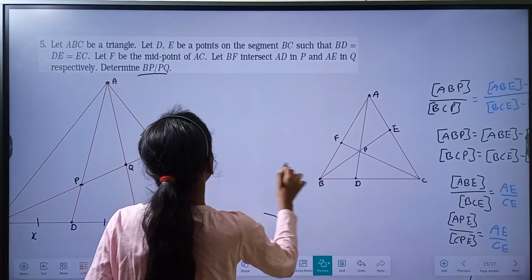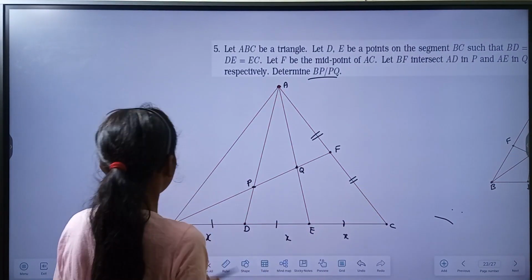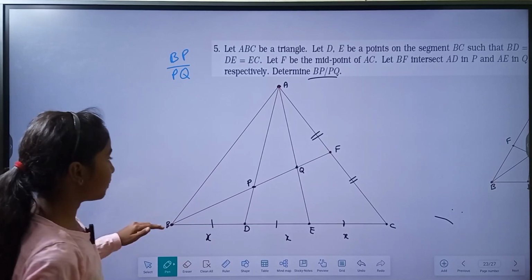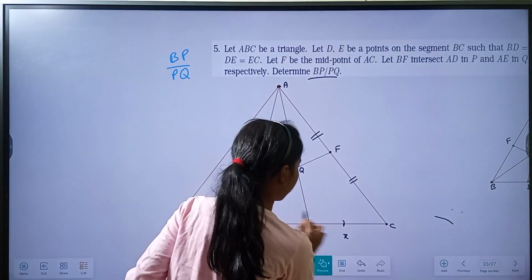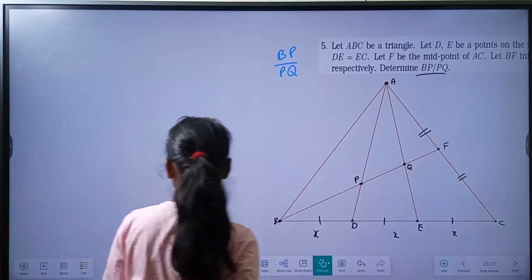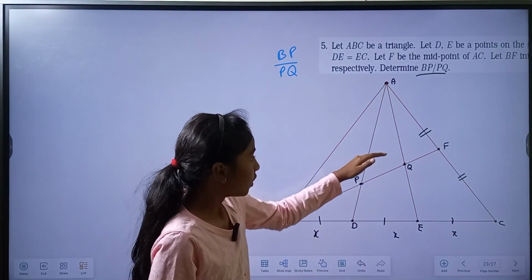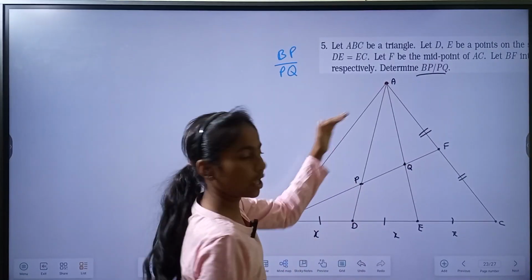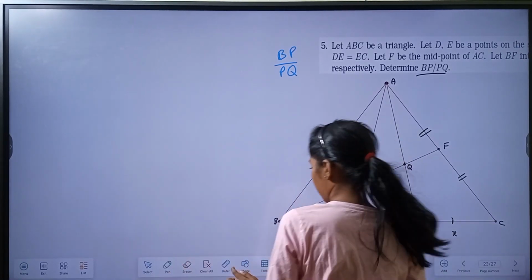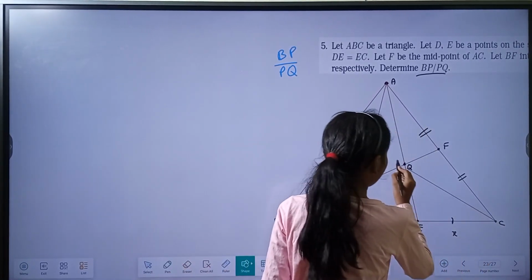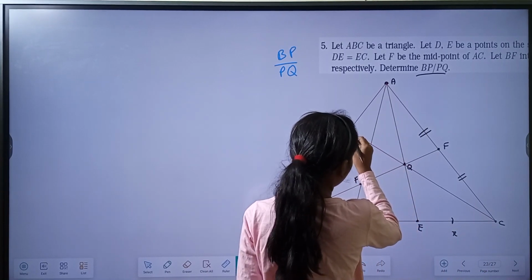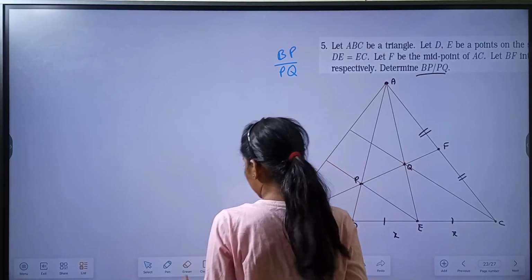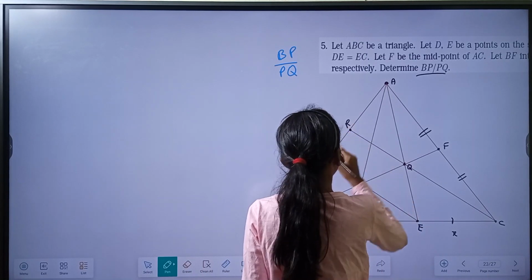So now they are asking to find BP by PQ. Okay, now let us solve it. So we have ABQ. Let us connect C to Q to AB first, and let us also connect from E to P to AB. Let this point be R, let this be S.